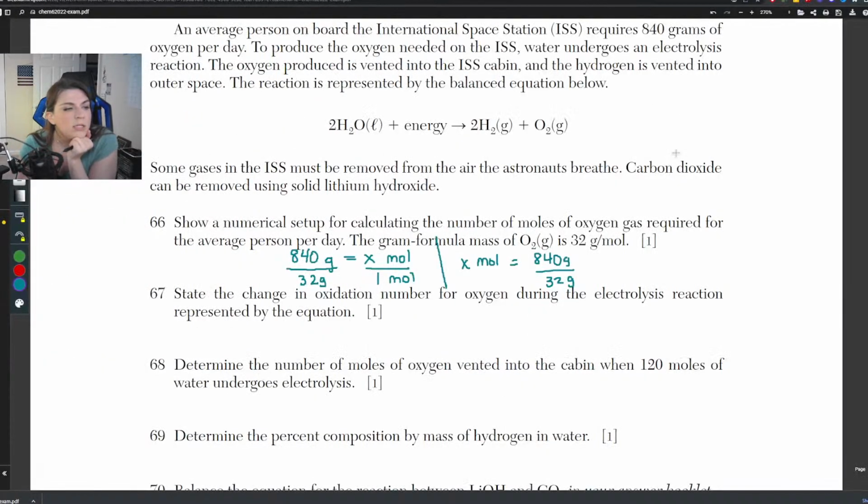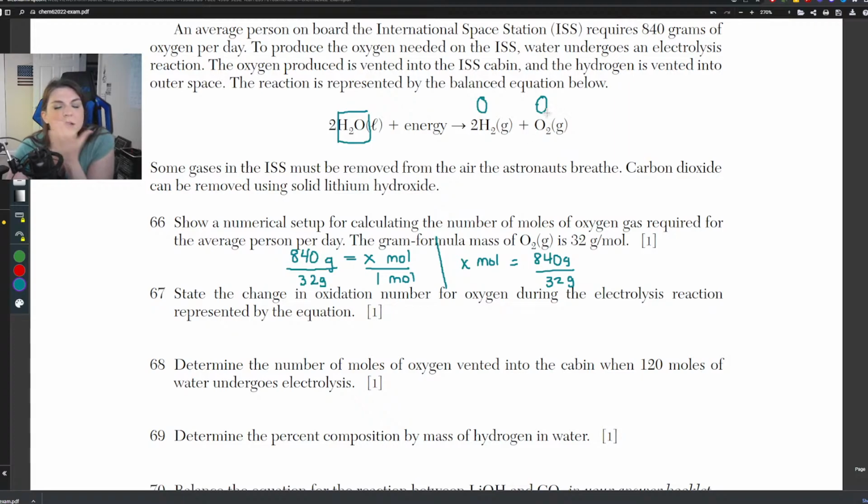Okay, 67. I love oxidation numbers. State the change in oxidation number for oxygen during the electrolysis reaction represented by the equation. Okay, oxidation numbers. For elements that are not bonded to anything, their oxidation number is 0. And in this case, we have oxygen in a bond. Oxygen in a bond has to be -2. It's the only option. Oxygen is either -2 because it's bonded to something, or it is 0 because it's the element in its natural state.